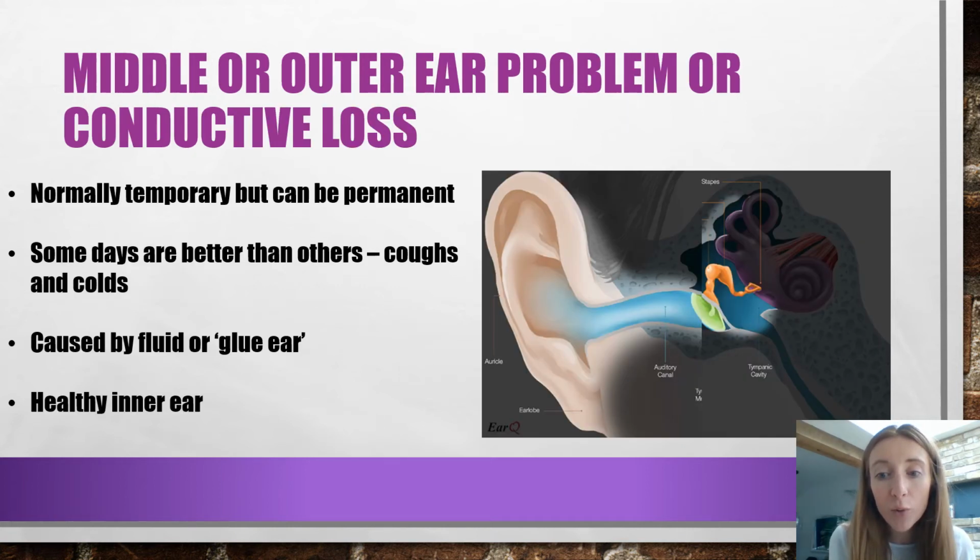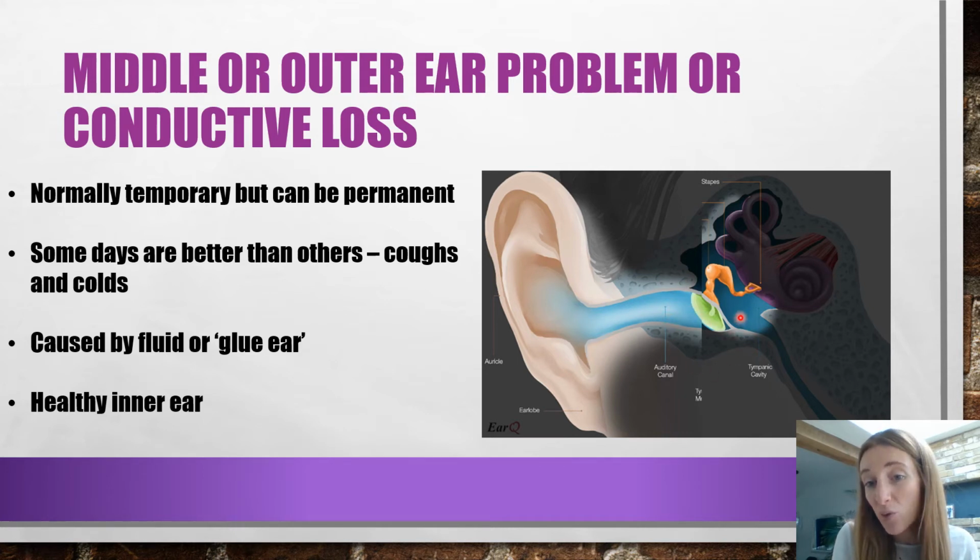So it might be that your inner ear is working really well, but there's actually a problem with the middle or outer ear. The middle and outer ear include the pinna, which is the bit that we can see on the outside of our heads. So there might be a problem with that, or with the ear canal, the tube, the tunnel that passes the sound to the eardrum.